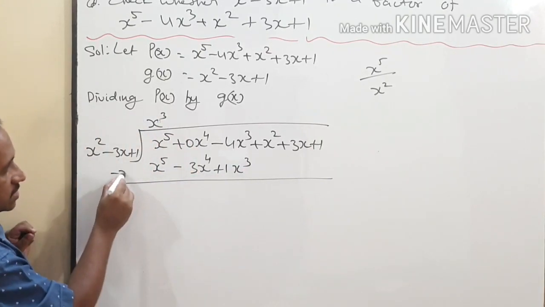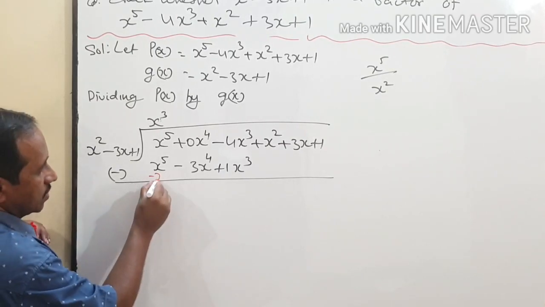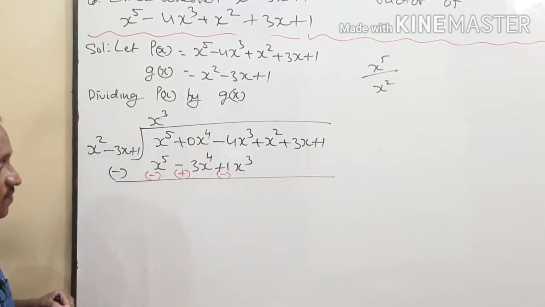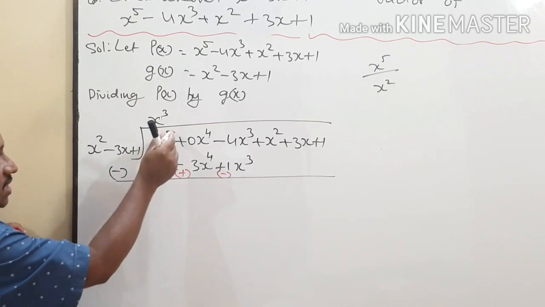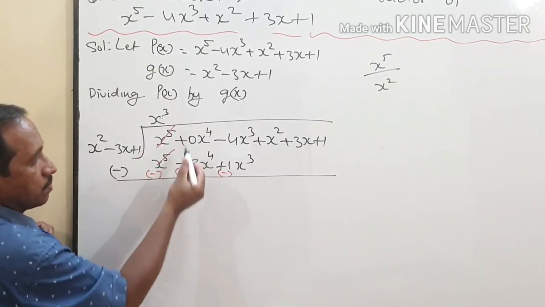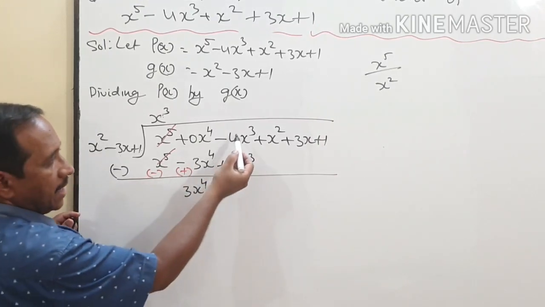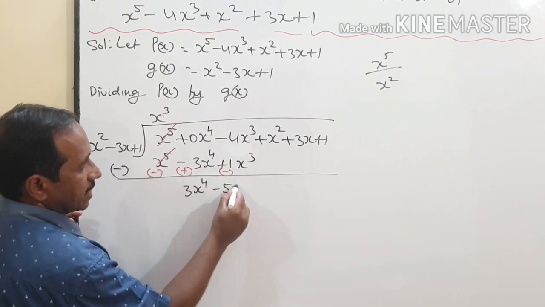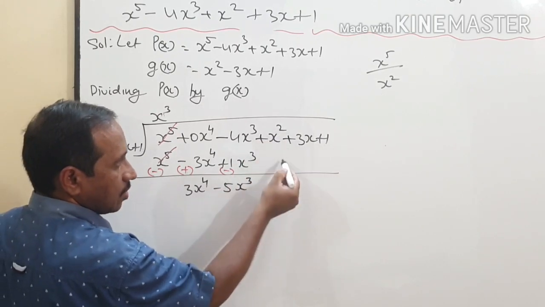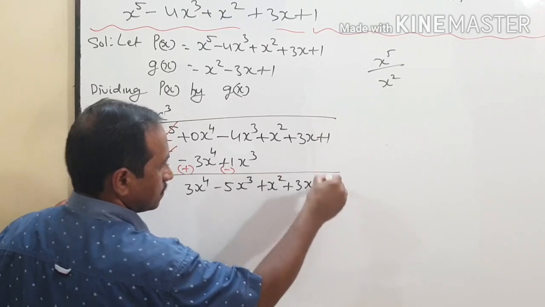The next step is subtraction. While subtracting, the sign will change. This will become minus, this becomes plus, this becomes minus. x raised to 5 minus x raised to 5 is 0. Now 0 plus 3 is 3x raised to 4. Minus 4 minus 1 is minus 5x raised to 3. Then we write all the terms down, that is plus x square plus 3x plus 1.